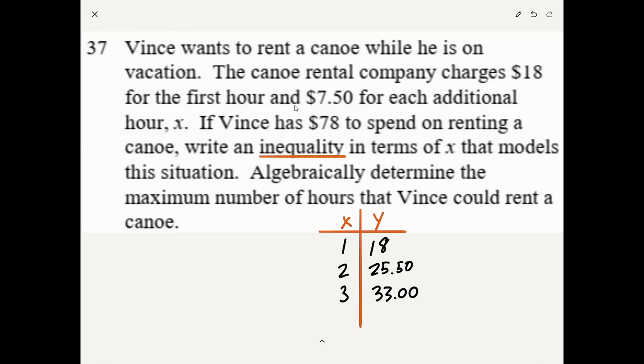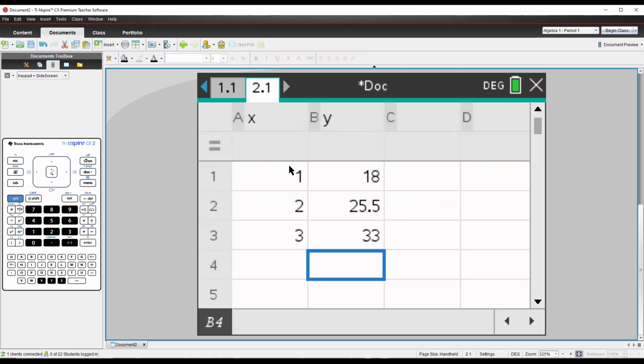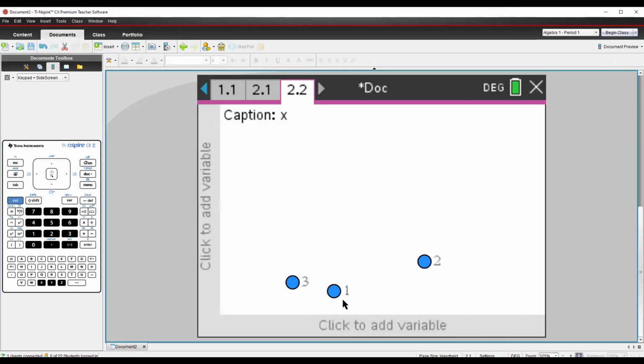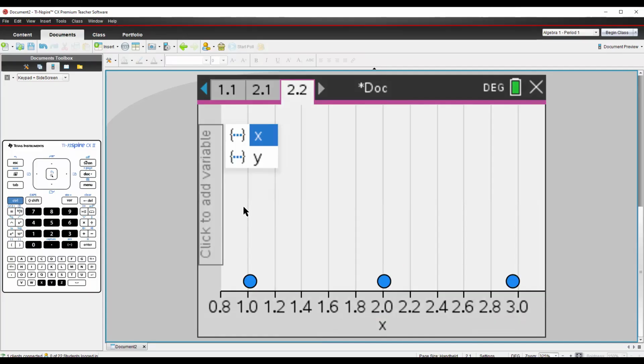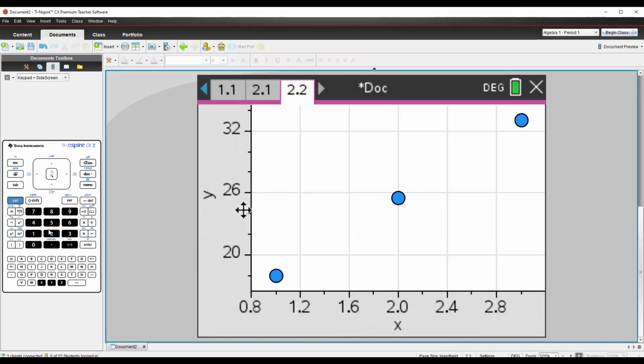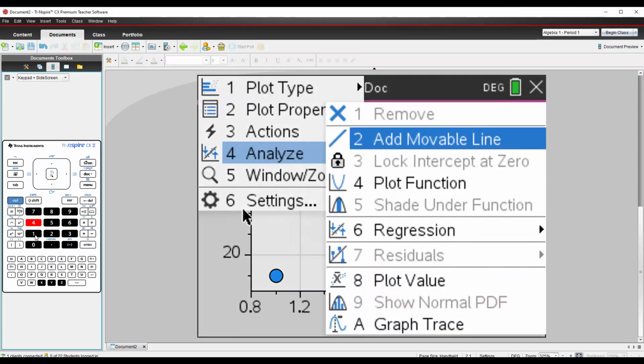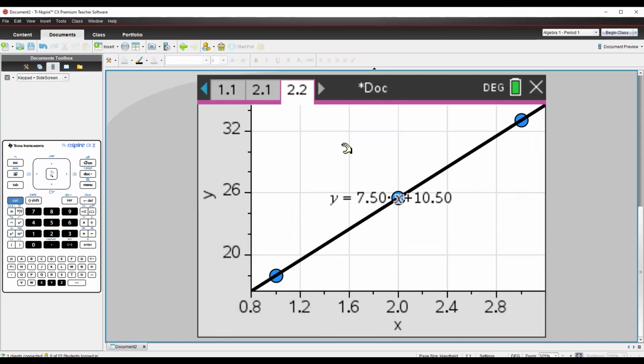Now, once I have this, I can go and use the spreadsheet. And I've already entered these numbers, right? And all I have to do now is go to the data statistics. Down here, I have X. Over here, I have Y. And then I'm just going to do menu 4, 6, 1, because I know it's linear. And here is the equation, right? You can see the slope is 7.50 because that's what he pays every hour. But he has to pay $10.50 kind of upfront. If we were to do this, his initial cost would be $10.50.